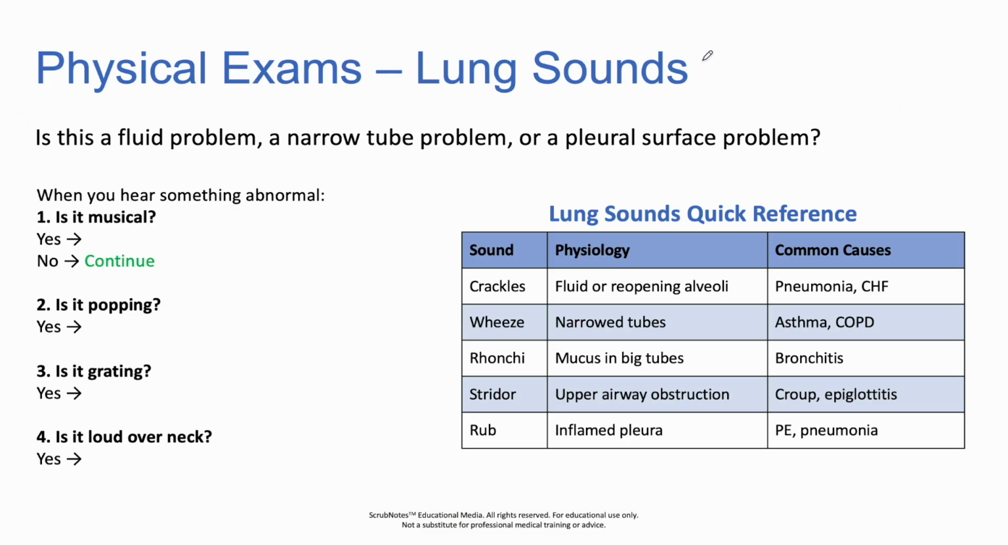You can often localize the diagnosis just by listening to lung sounds. So when you hear something abnormal, you could ask, is this musical? If yes, I'd think of a wheeze. If no, I'd want to ask, is there popping? If yes, that's indicative of crackles. Is it a grating sound? That's more likely a pleuritic rub. And is it loud over the neck? Then that would be more indicative of stridor. I provide this little table here for you as a quick OSCE reference. So for our case, if we heard diffuse expiratory wheezing, that's pretty classic for asthma.